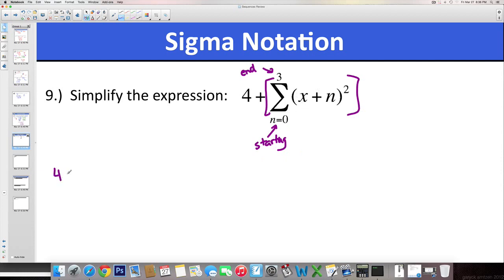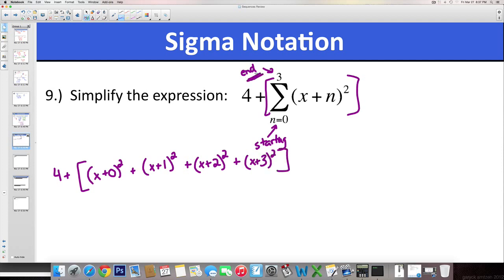So I'll go ahead and do 4 plus, and then this is where I'll put the sigma notation, the summation. Starting with 0, we'll substitute in 0 for n. So that gives us x plus 0 squared, which you probably realize is just x squared, plus, move on to 1, x plus 1 squared, move on to 2, x plus 2 squared, move on to 3, and we're going to stop at 3 because that is our ending value.